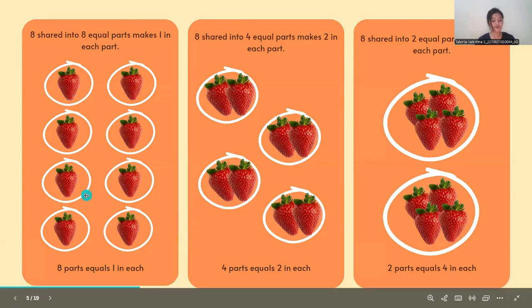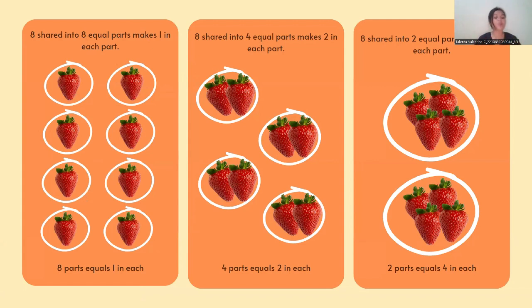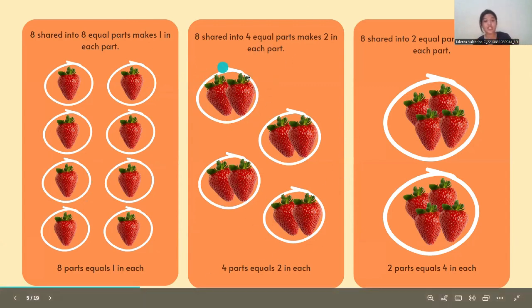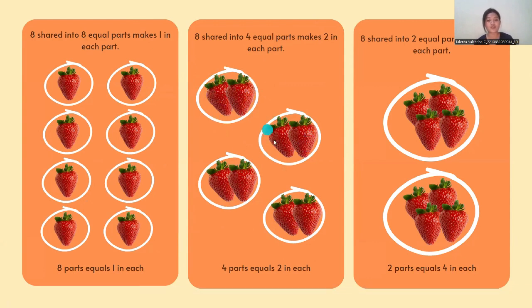In the first picture, we can see if we divide 8 strawberries into 8 equal parts, each part gets 1 strawberry. Second, if we divide them into 4 equal parts, each part gets 2 strawberries. There's 2, 2, 2, 2. And the last one, if we divide them into 2 equal parts, each part gets 4 strawberries. There's 4 and there's 4. So this picture shows that fractions help us to describe how things are divided.